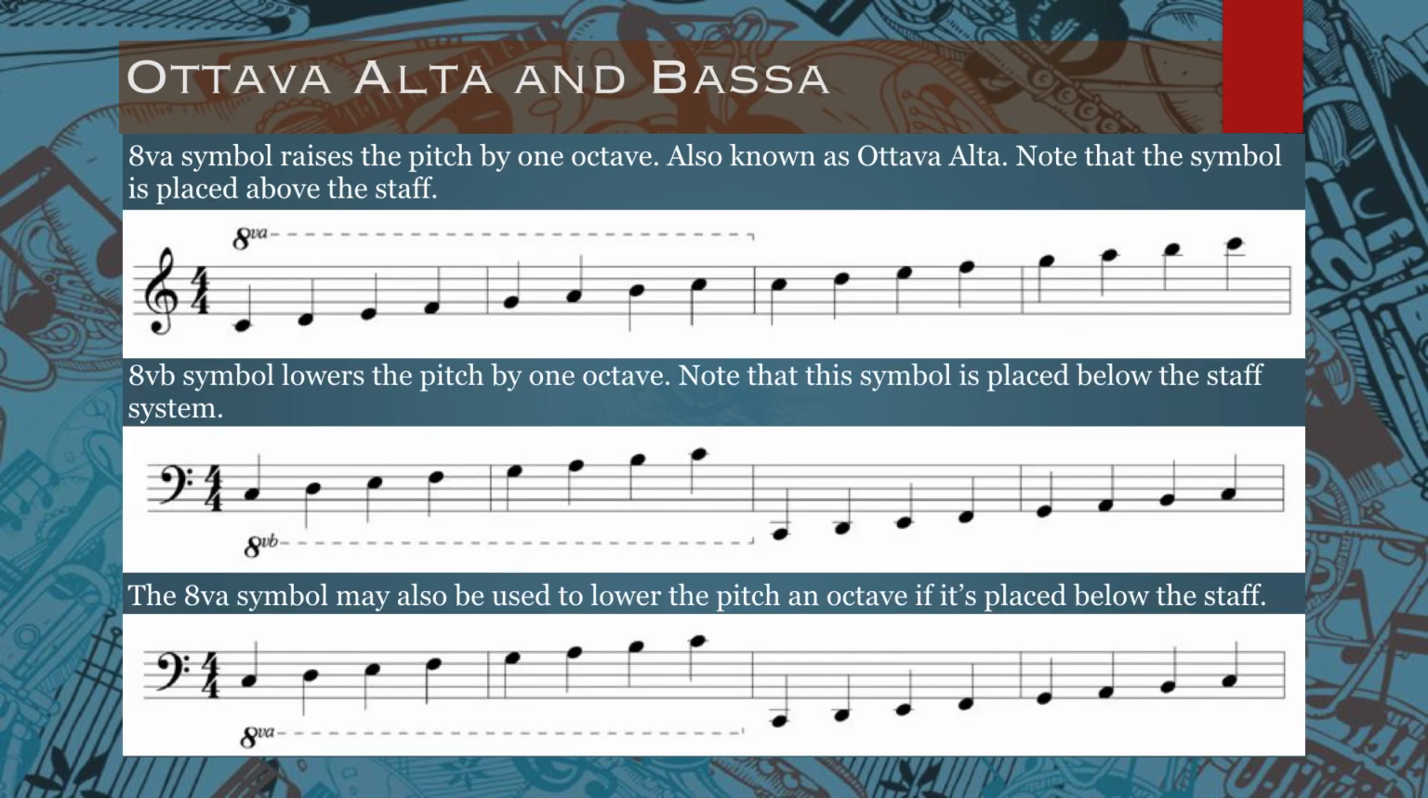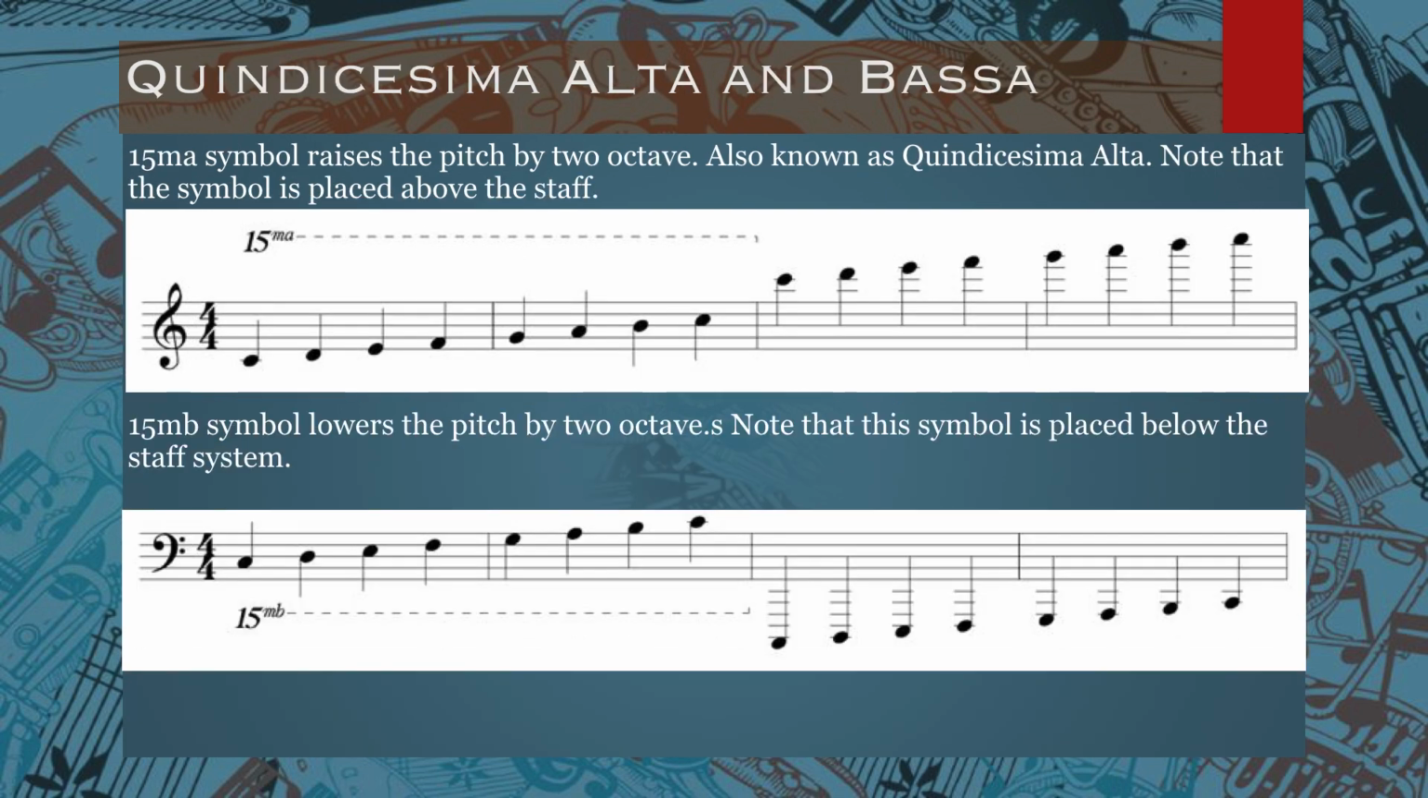So you'll notice here with the 8VA, the first two measures will sound the same as the next two measures because all the notes under that 8VA sign are going to be played an octave higher. Same with the 8VB. First two measures sound the exact same as the second two measures, and same with the 8VA when you put it below the staff. First two measures will sound the same as the last two measures. Here again, 15MA, the first two measures sound the same as the last two measures. In 15MB, the first two measures sound the same as the last two measures.